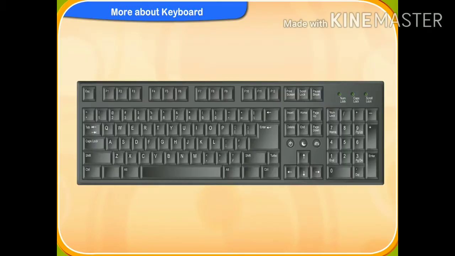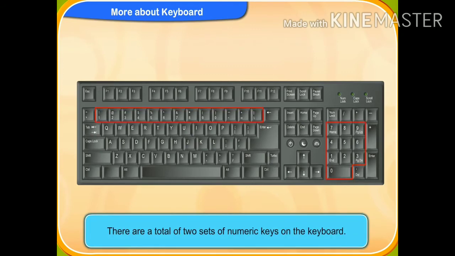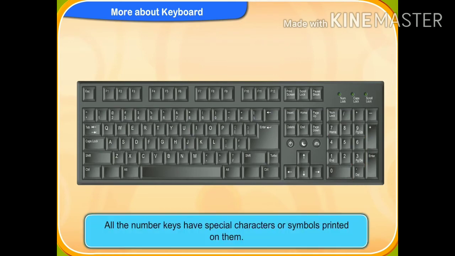Sure, let's begin with the number key. The number keys are also called numeric keys. There are a total of 10 numeric keys from 0 to 9. There are a total of 2 sets of numeric keys on the keyboard. The first set is on the top row of the keyboard and the second is present on the number pad of the keyboard. All the number keys have special characters or symbols printed on them.